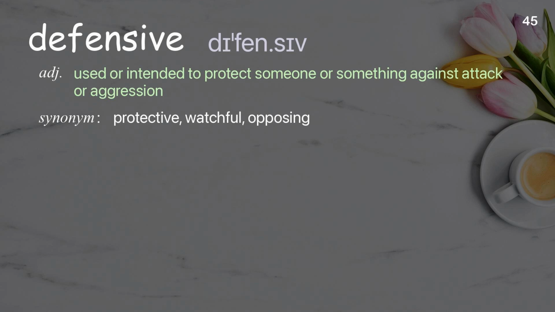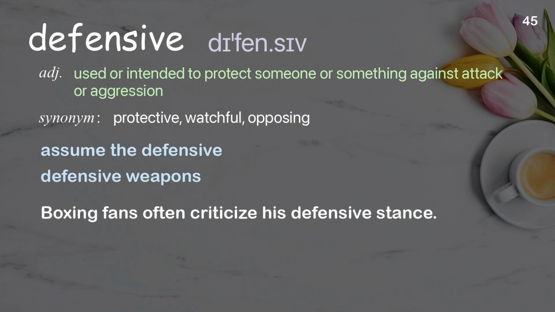Defensive: used or intended to protect someone or something against attack or aggression. Examples: Assume the defensive, defensive weapons. Boxing fans often criticize his defensive stance.